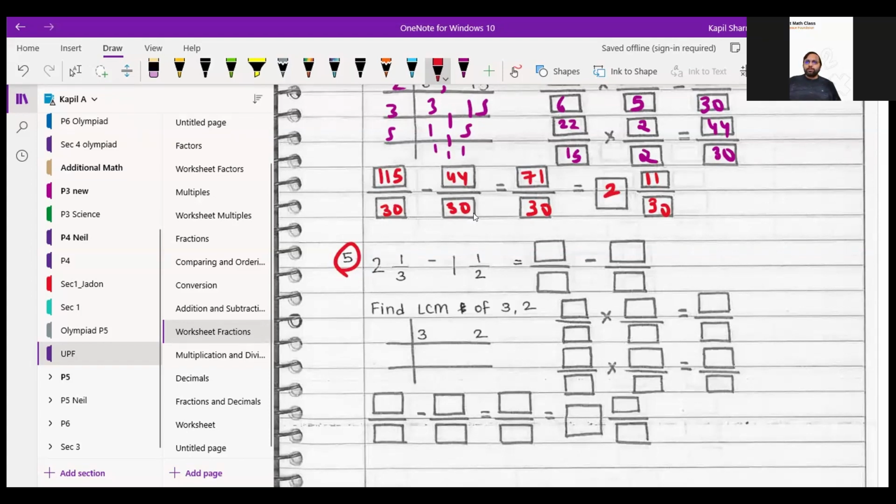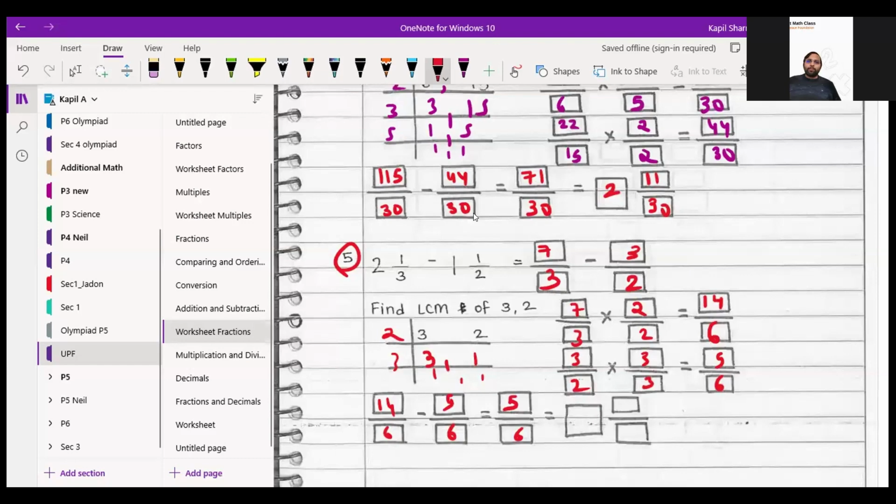Five upon 6. Okay, let's check that. So the first fraction is 7 upon 3. Second one is 3 upon 2. And LCM of 3 and 2 is, yeah, 6. So we need to get 6 here. So multiply and divide the first fraction by 2, the second one by 3. Yes, okay, good. 14 minus 9 is 5.